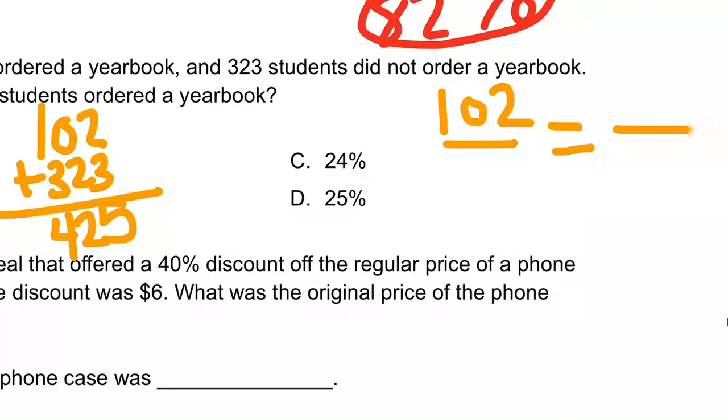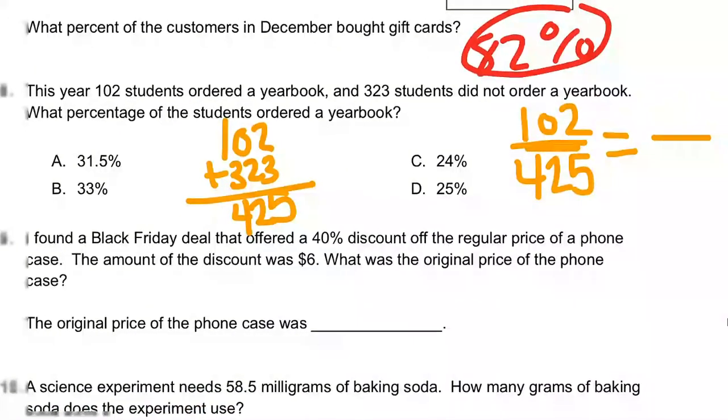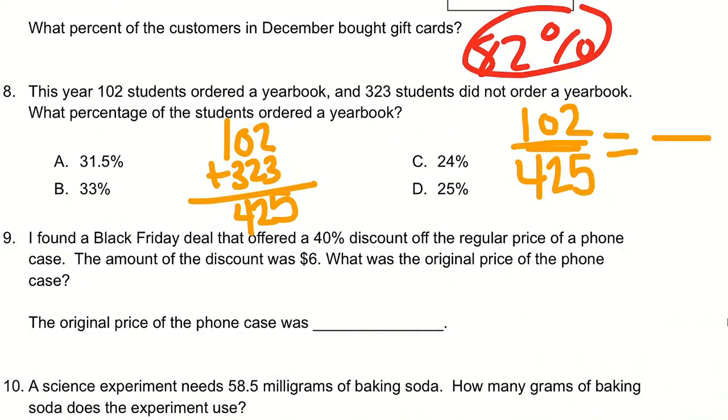Now that we found our total, we can plug that into our beautiful fraction bar equals fraction bar. I bet if you use 323 as the total, that answer would be there too. No, it won't be. Read carefully. Okay. And then we are figuring out for a percent, and percents are always over 100.